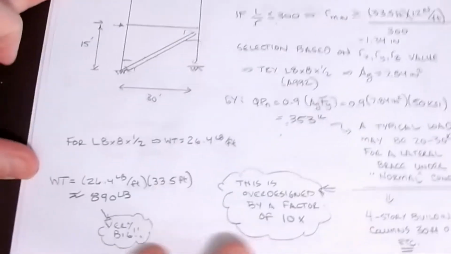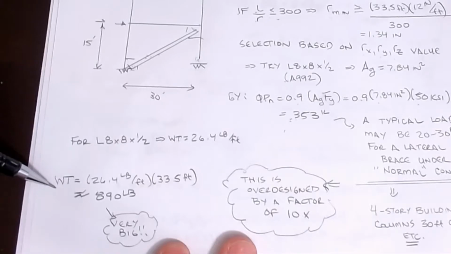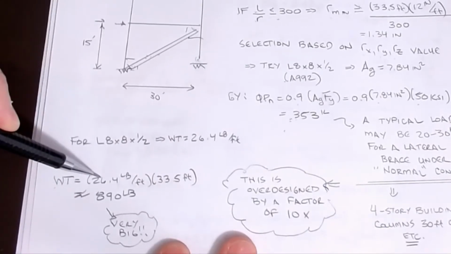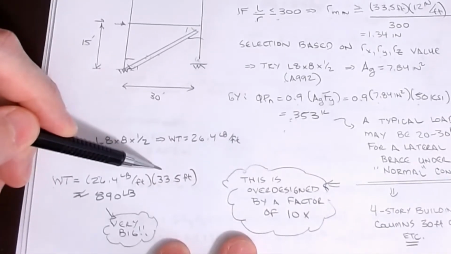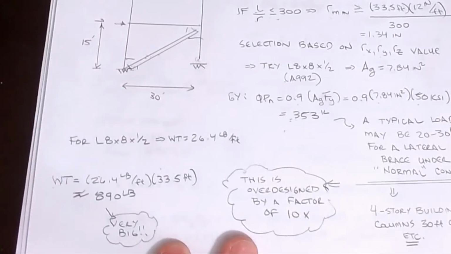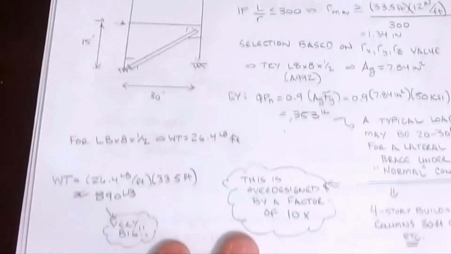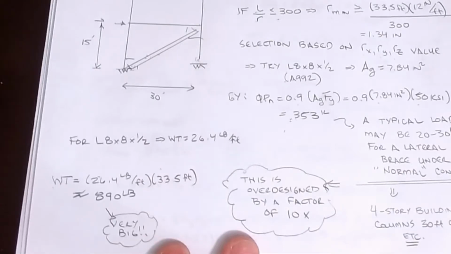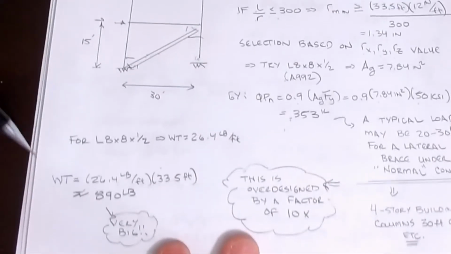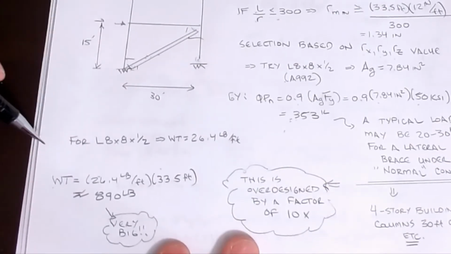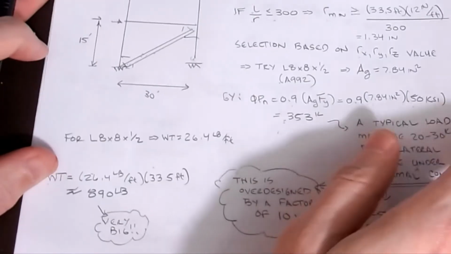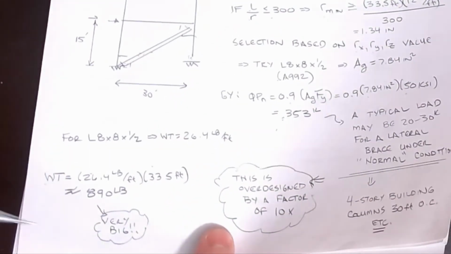Now, for the sake of argument, let's calculate the weight of this member: 26.4 pounds per foot at 33.5 feet. This thing weighs 890 pounds. You cannot move this with 2 people. You will need a crane, a man lift, multiple people to move this thing just to get it into place. It is a very big member, so that's a problem from a construction standpoint. How do you deal with that?